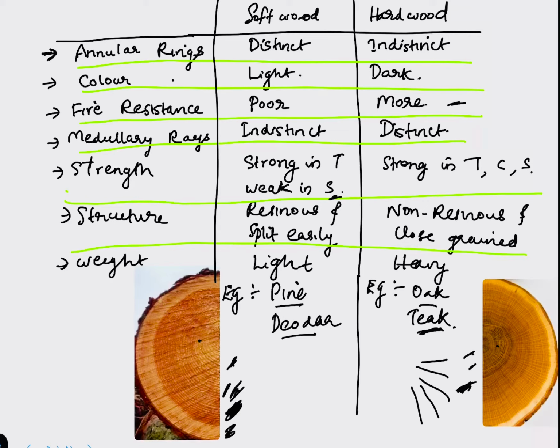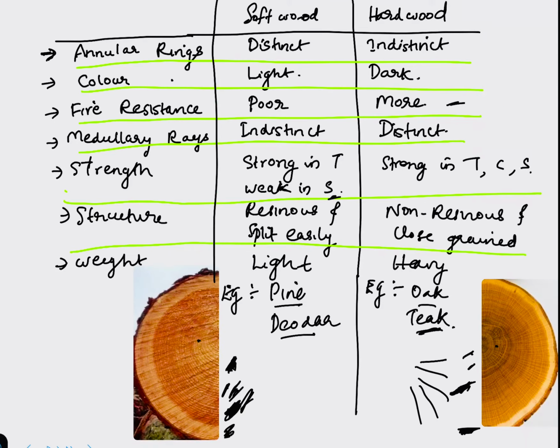Then structure. See the structure itself. This can split easily. It is like different annular rings packed together. So this can split easily. And see here, this is non-resinous and very closely packed. And weight, this is light in weight, and hardwood is heavy in weight. And this is also closely packed, so naturally it will be heavier. That is regarding softwood and hardwood differences. Please do study this one. This will be important. Okay, thank you.